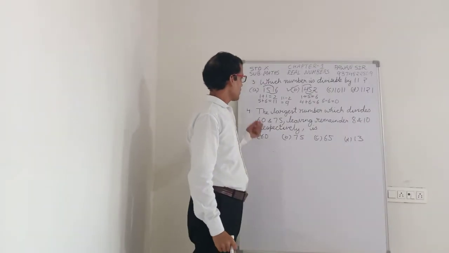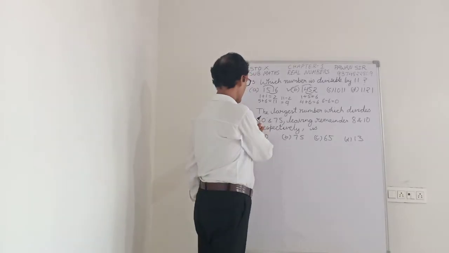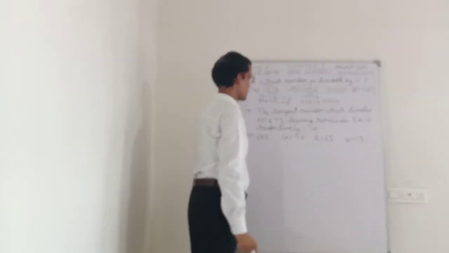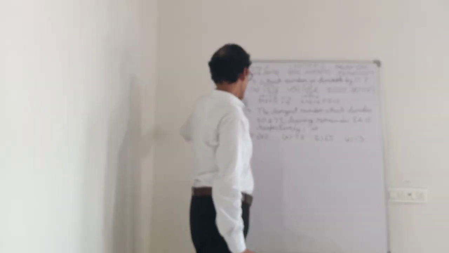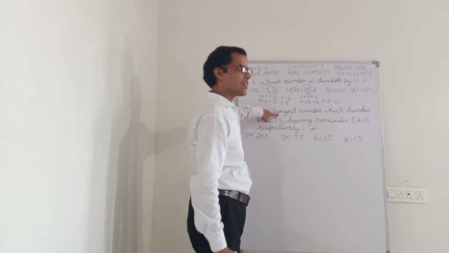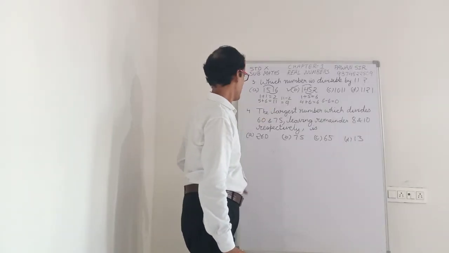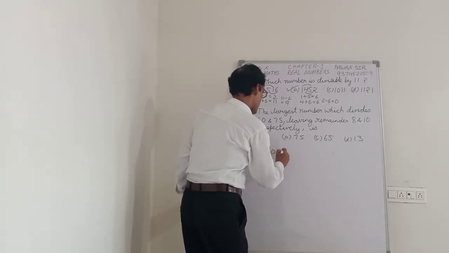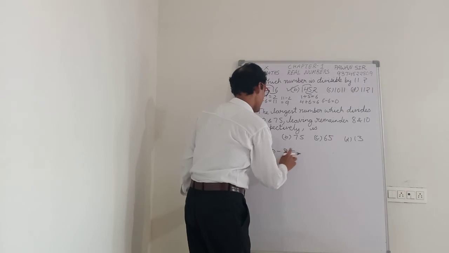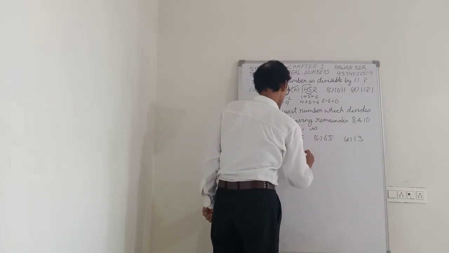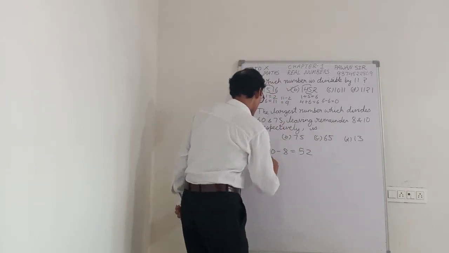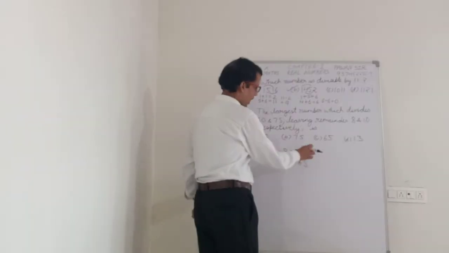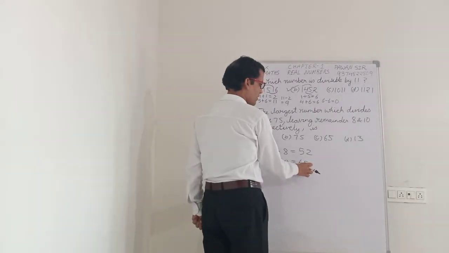Now fourth question. The largest number which divides 60 and 75, leaving remainder 8 and 10 respectively, is. Four options are there. So in this sum, we have to find the largest number. Largest number means you have to find the HCF. First, you have to do 60 minus 8. Subtract the remainder. 60 minus 8, 52. Again 75 minus 10, it is 65. Now you have to find the HCF of 52 and 65.